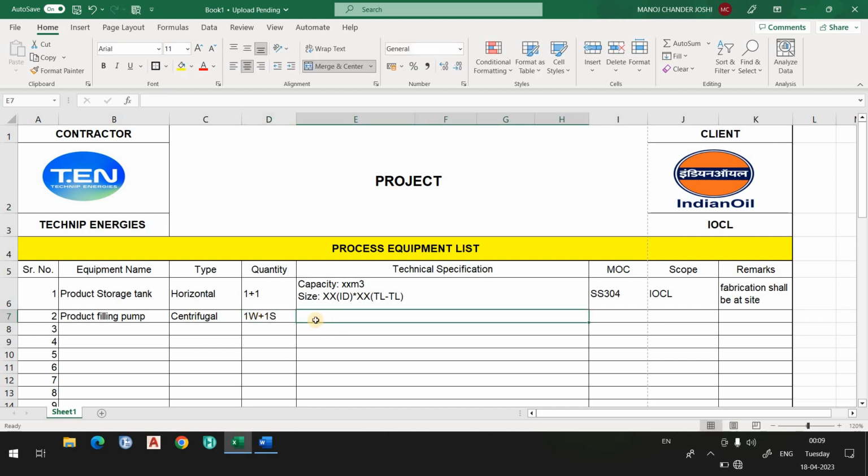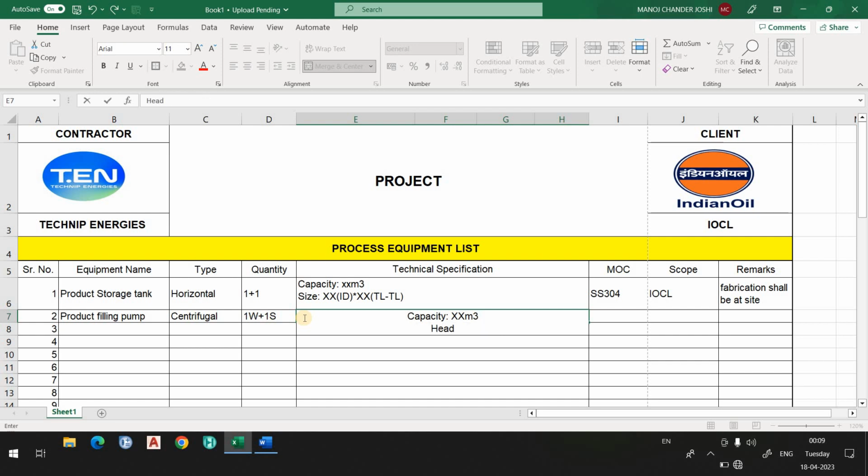Okay, what technical information is given about the pump? So what you could write simply here is the capacity. Okay, so that will also be XX cubic meter. Now, what is the other information which you could provide about the centrifugal pump?